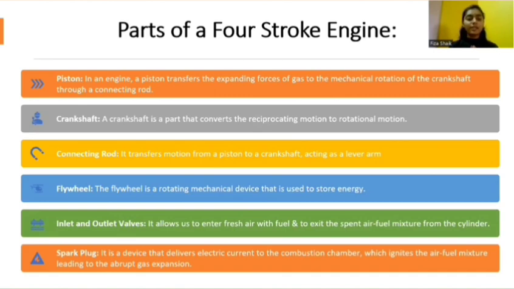Then comes the flywheel, which is a rotating mechanical device that is used to store energy. And then come the inlet and outlet valves, also called the inlet and exhaust valves, which allow fresh air with fuel to enter and the spent air-fuel mixture to exit the cylinder. Then the spark plug is a device that delivers electric current to the combustion chamber, which ignites the air-fuel mixture, leading to abrupt gas expansion.